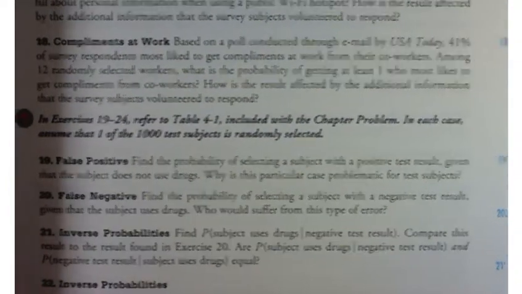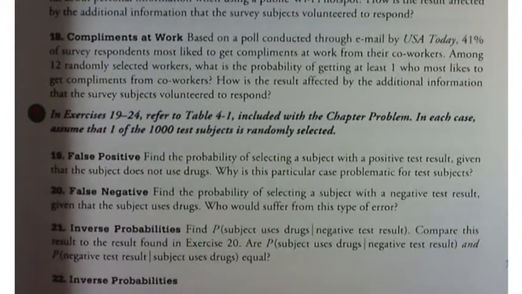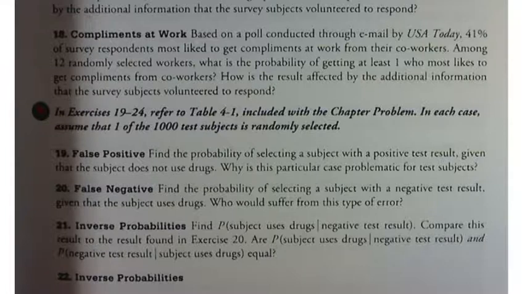Let's try problem number 18. Based on a poll conducted through email by USA Today, 41% of the survey respondents most like to get compliments at work from their coworkers. Among 12 randomly selected workers, what is the probability of getting at least one who most likes getting compliments from coworkers? How is the result affected by the additional information that the survey subjects volunteered to respond?